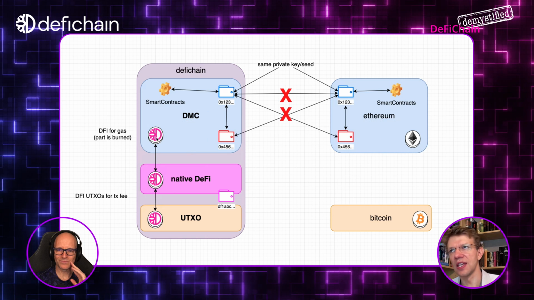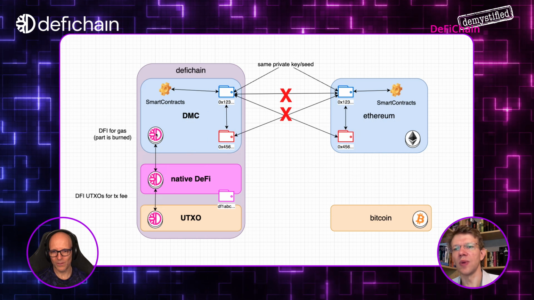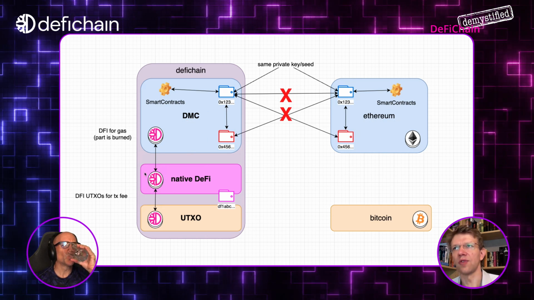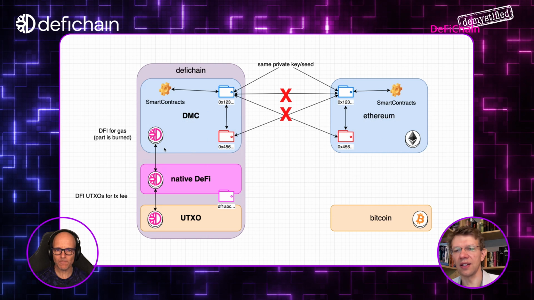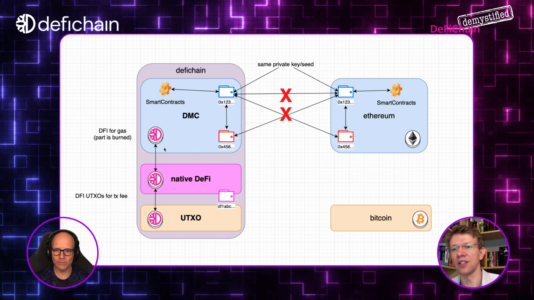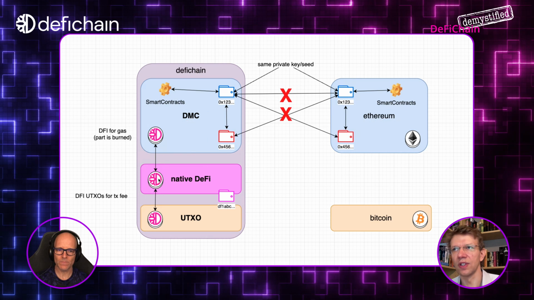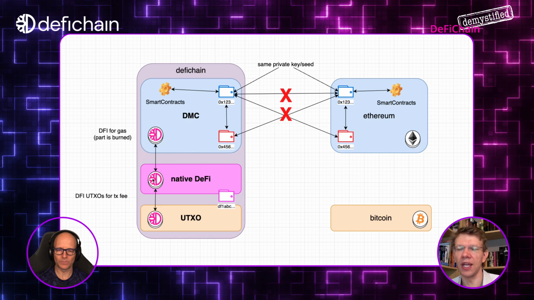Those DFI are not created new or something. You have to transfer it from here. So the total market cap, the total circulating supply is not changing. It's just moved. It's basically moved from here to here or back.